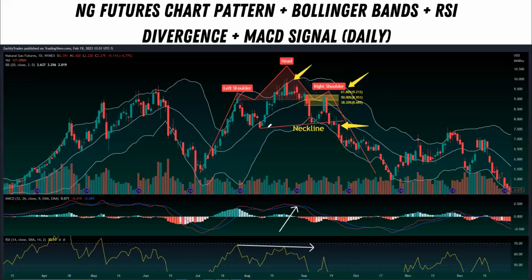And what ends up happening is we end up breaking the neckline. Once we break that neckline, you see we get a breakdown, a retest. That's another opportunity for an entry. That's a clean textbook break, retest, continuation. And that's what you look for.